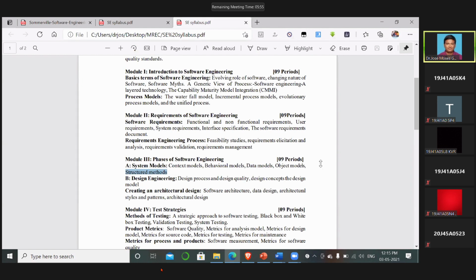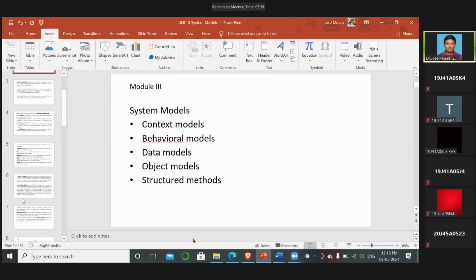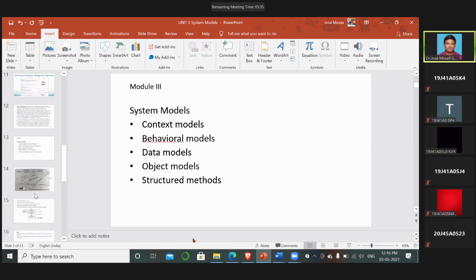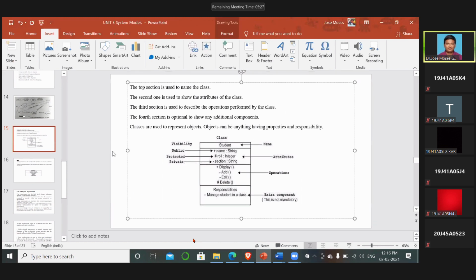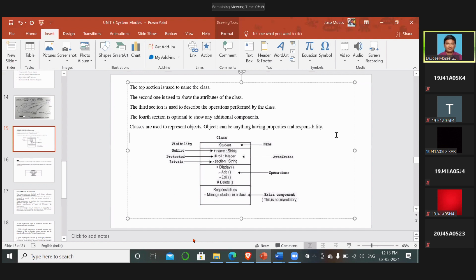Next we will discuss the context models. Two models we have discussed today, and it is the easiest one. Object models are the easiest one. Object model diagram also I will show you. Before that, state chart, class diagram. If you want, you can see this object-oriented model. Just go through this. I will take your attendance in the meantime. Just try to understand it.